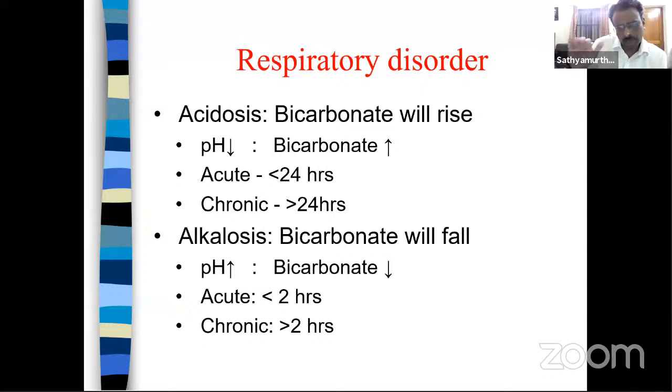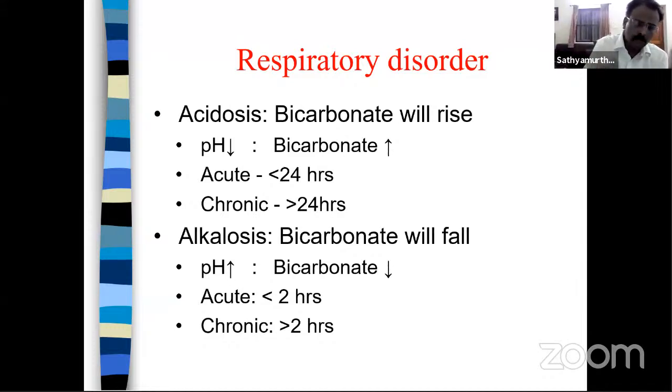In respiratory alkalosis, bicarbonate will fall. Your PCO2 goes up, and the bicarbonate, sorry, will change in the same direction. So the pH will go down, PCO2 will go up, bicarbonate will go up. In alkalosis, it's the opposite: PCO2 comes down, and your pH and bicarbonate also come down.